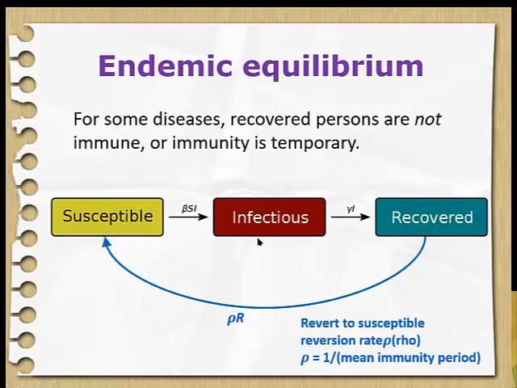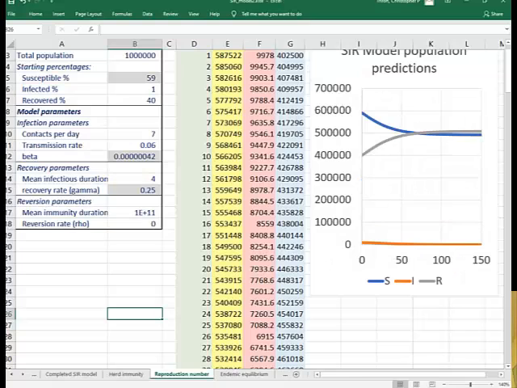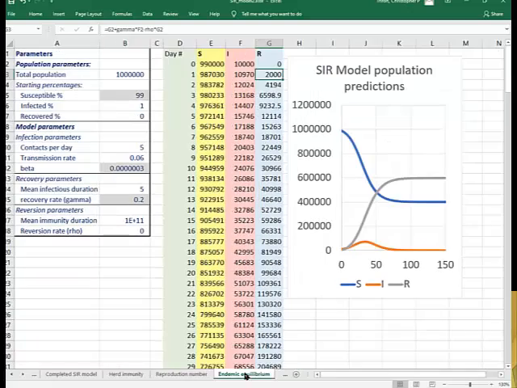Now the reversion rate is similar to the recovery rate. I revert to susceptible. The reversion rate is 1 over the mean immunity period. You may remember that the recovery rate was 1 over the mean infectious period. So I need to add this arrow to my spreadsheet. All right, so let's see what happens if I modify my model to include the reversion rate.